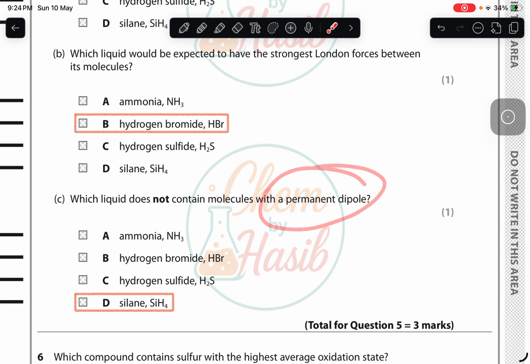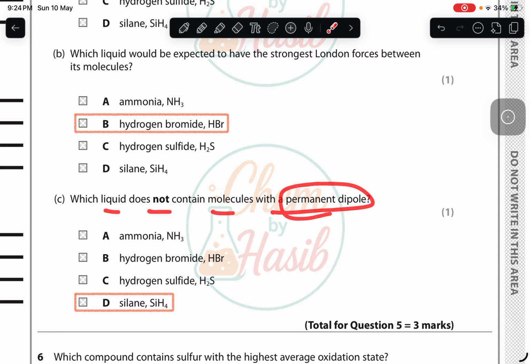Which liquid does not contain molecules with a permanent dipole? Silane does not have a permanent dipole because silane has a tetrahedral shape. Tetrahedral shape molecules are always nonpolar, right? Only if the bonds are identical. Now, since all the bonds are identical here, the SiH4 molecule will be nonpolar.